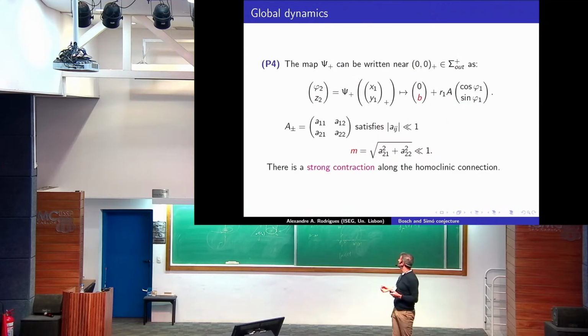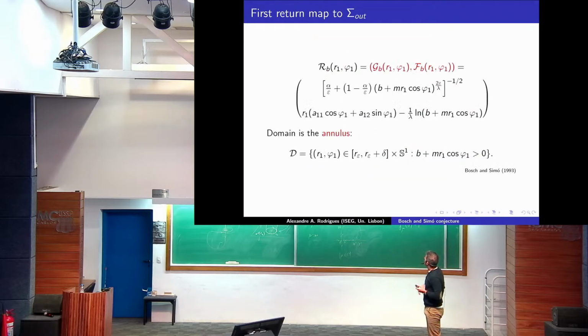So composing these two maps, the global map and the previous local map, I can define a first return map, okay? First return map to the top of the cylinder, okay? This is the most complicated part, it is done, okay?